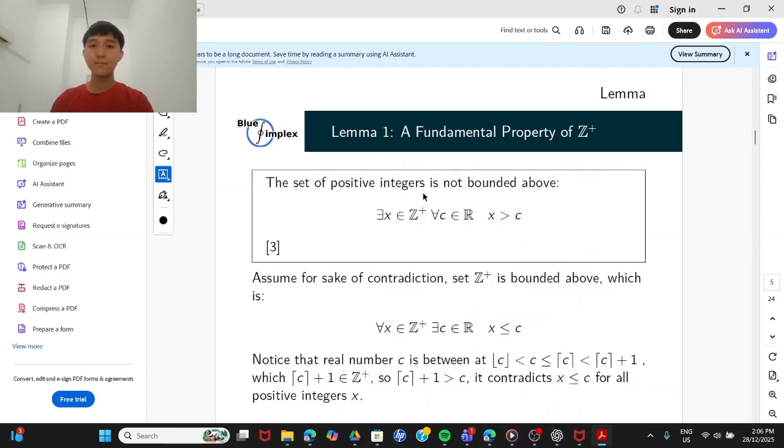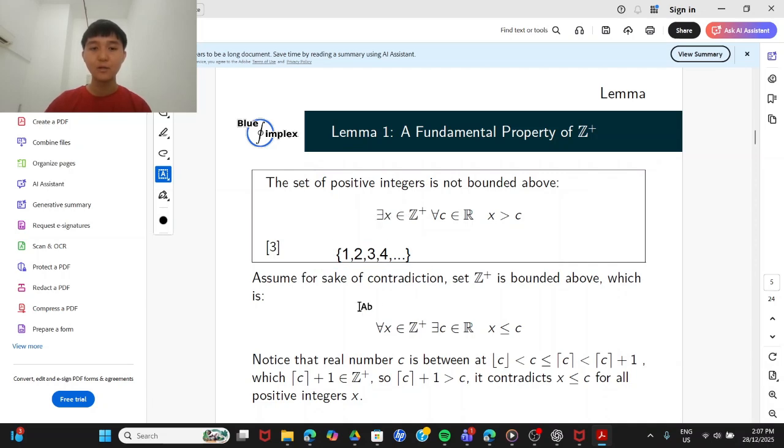So this is level one, the fundamental property of the positive integers. We need to know that the set of positive integers is not bounded. So in general, how can you prove that? Give an example: 1, 2, 3, 4, and so on. Tada! This is the not-bounded proof. But we cannot use this because we want a rigorous proof.